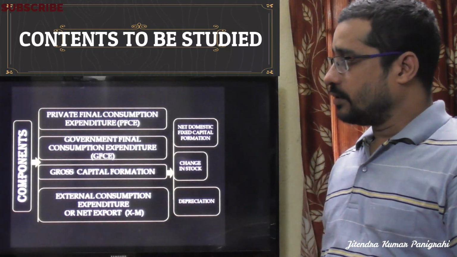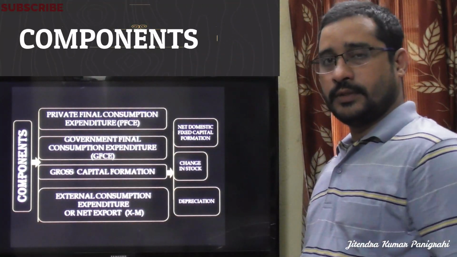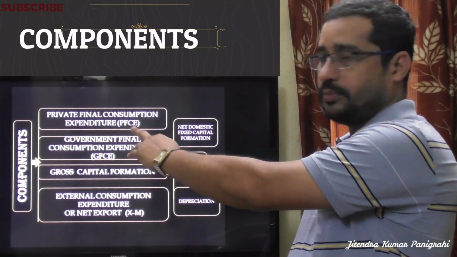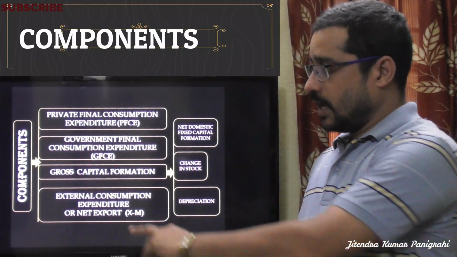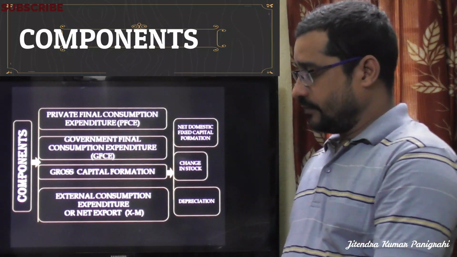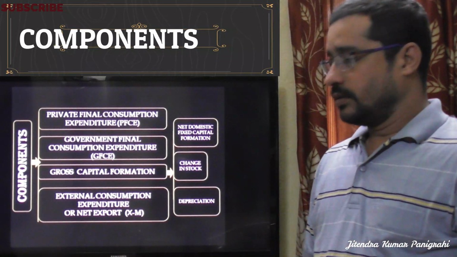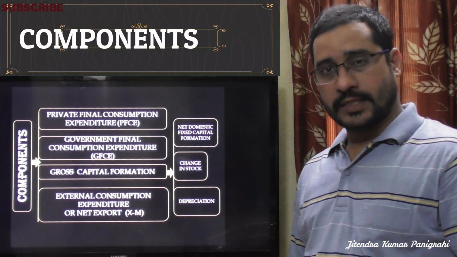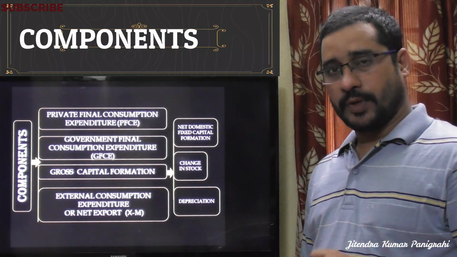Now, coming to the first part, these are the four major components: private final consumption expenditure, PFC; government final consumption expenditure, GFC; gross capital formation, GCF; and external consumption expenditure, that is X minus M or M minus X, depending on the export value and import value.